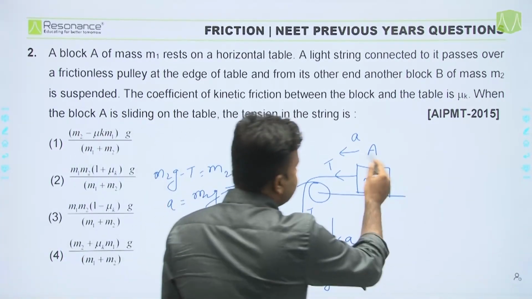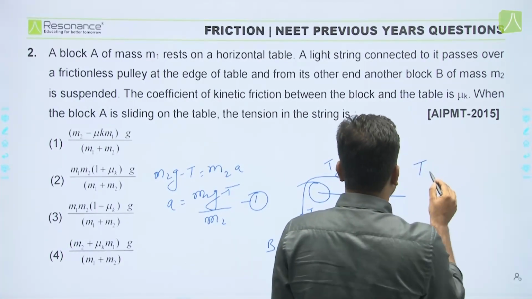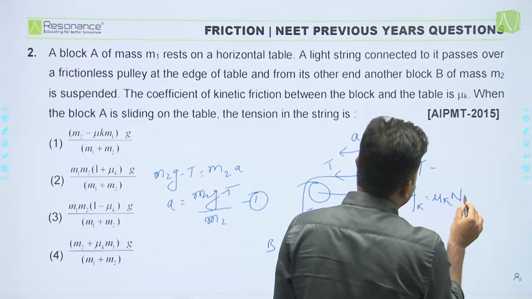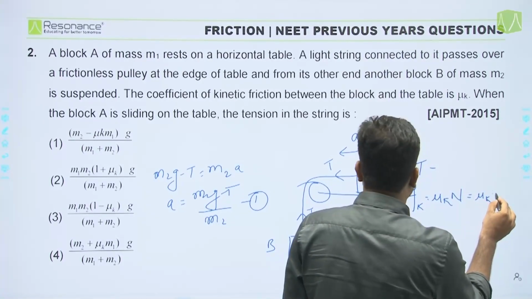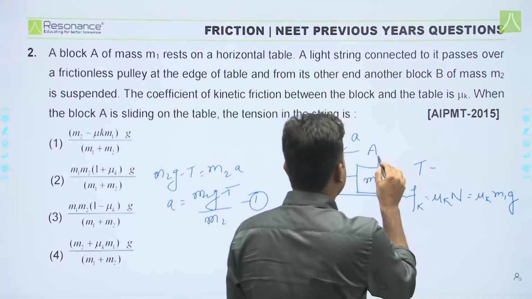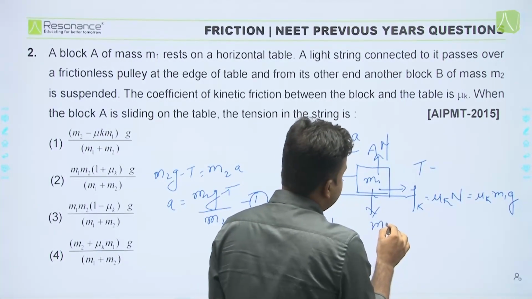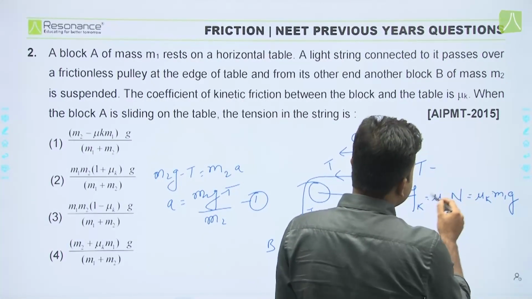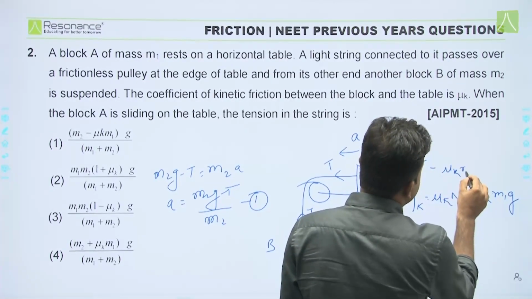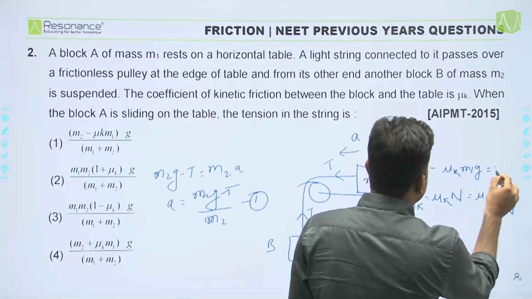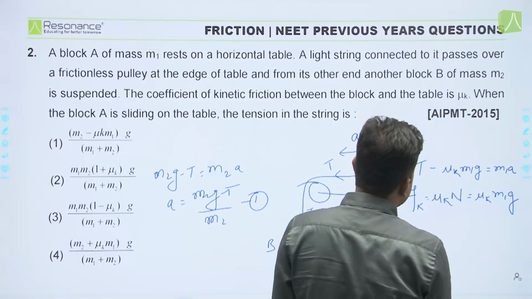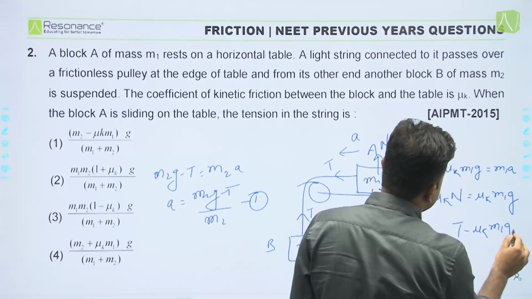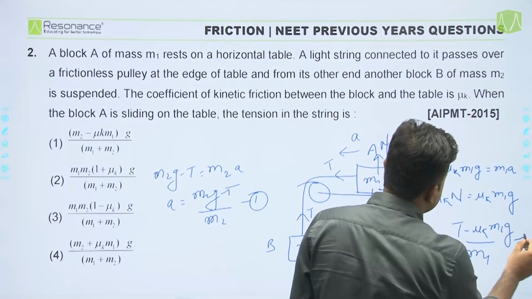Now, the second equation for this block: T minus the kinetic friction in this direction, which is mu k into N, or mu k into m1 G, because the normal force here is equal to m1 into G. So now we can write T minus this friction force, mu k into m1 into G, is equal to m1 into A. So, A equals T minus mu k m1 G divided by m1. This one is the second equation.